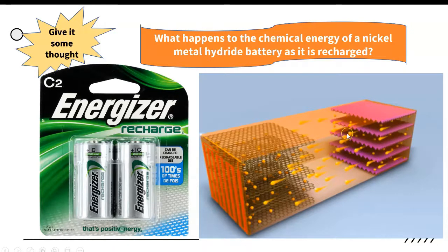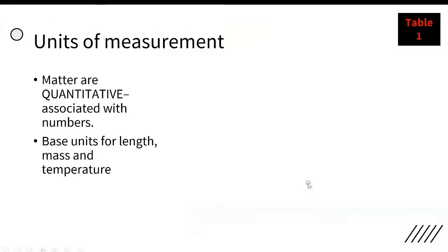So what happens here is, during the process of recharging, the ions get deposited at the respective positive and negative electrodes, okay, and this results in increasing the chemical potential energy. So there is no new chemical formed, but of course there are ions formed, and hence there is an increase in chemical potential energy.